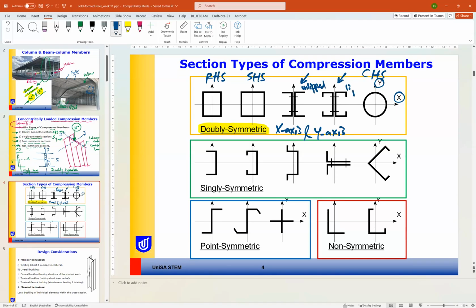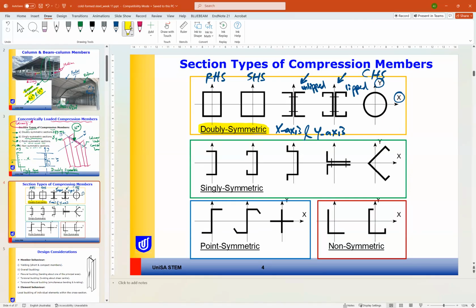And this one is lipped channels. Why do we need to know whether the cross section is symmetric, single symmetric, or non-symmetric? Because this will affect our procedure and our formulas related to local buckling or member (global) buckling.